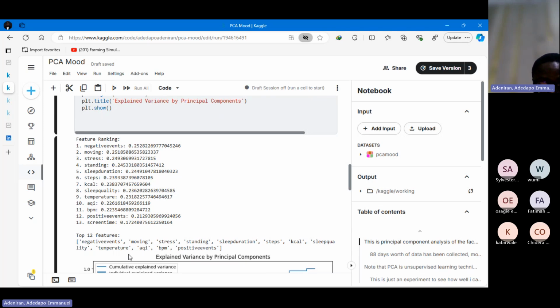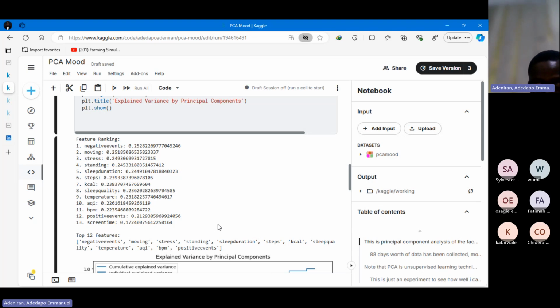So this was the result. You can see from this feature ranking that the features that were collected are the negative events, my moving, my stress, my standing, my sleep duration, the number of steps I take every day, the kilocalories, the number of calories burnt, my sleep quality, the atmospheric temperature, the AQI, that's the air quality index rather, my BPM, that's my beats per minute, the positive events, and the screen time. These are all of the features in my data set that I'm trying to use to predict my daily mood, whether I'm going to have a good mood or a bad mood that day.